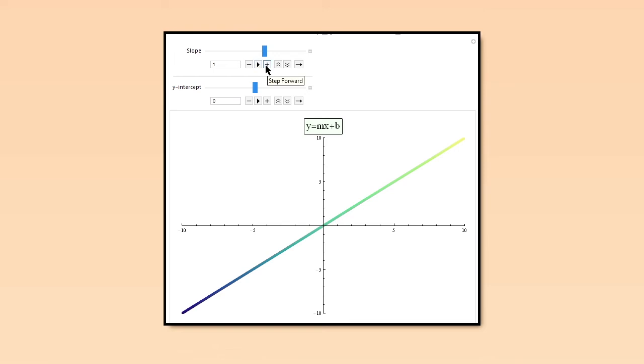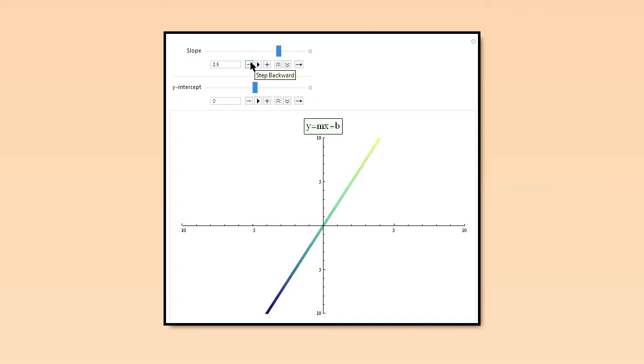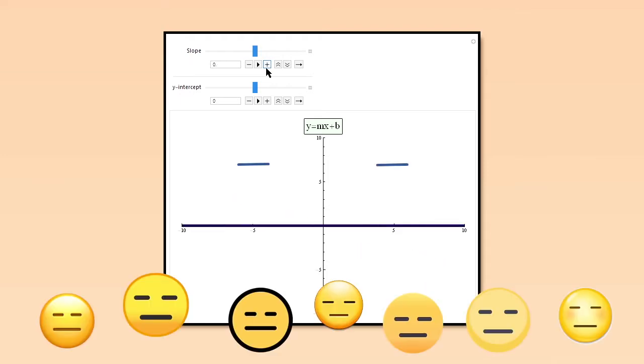Let's see what happens when we increase the slope of the line. An increase in slope makes the line steeper. We can also go the other way, decreasing the slope of the line, making it steep in the negative direction. Also notice that a slope of 0 makes the line flat.